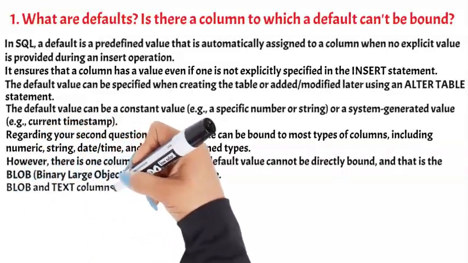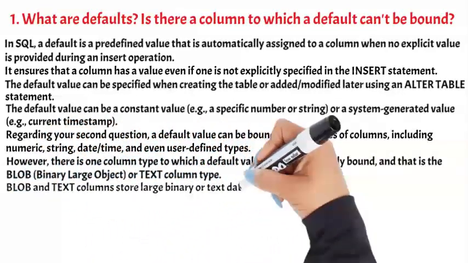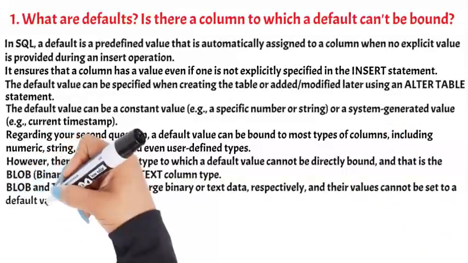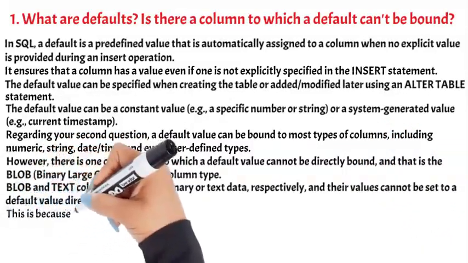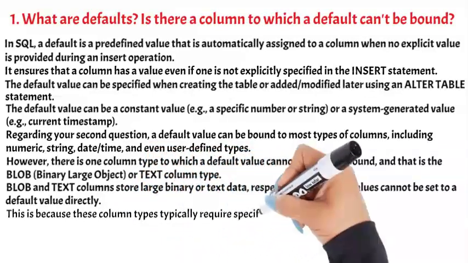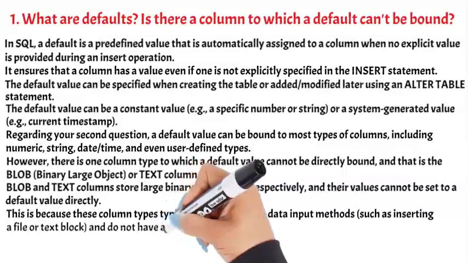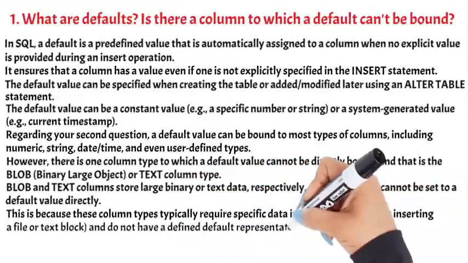Blob and text columns store large binary or text data, respectively, and their values cannot be set to a default value directly. This is because these column types typically require specific data input methods, such as inserting a file or text block, and do not have a defined default representation.